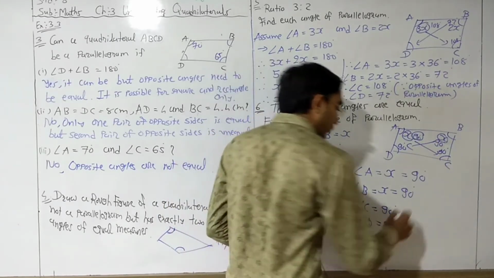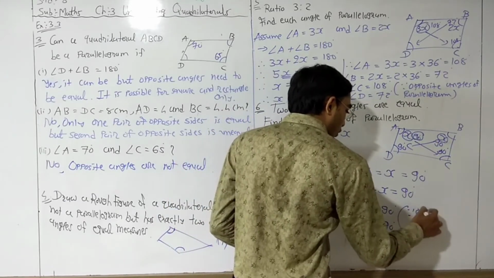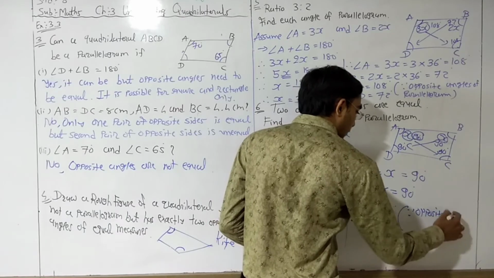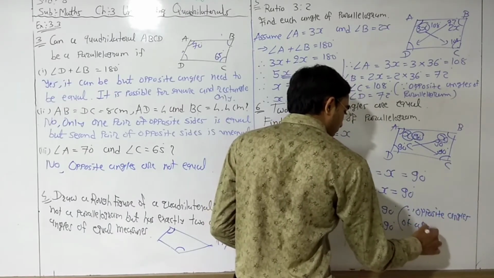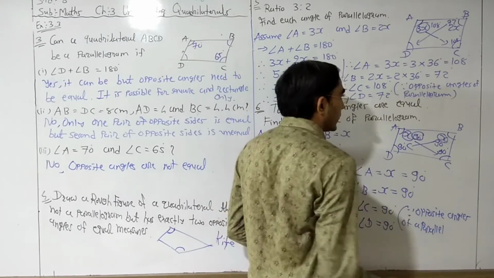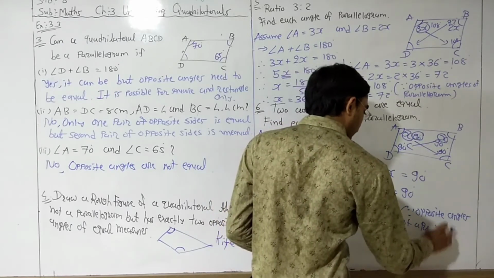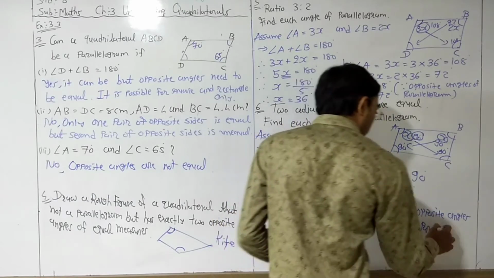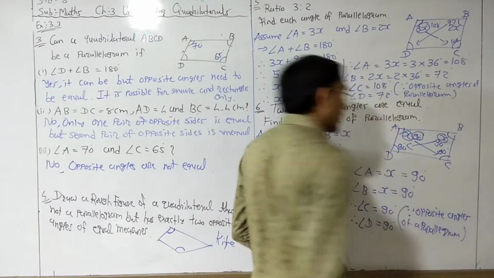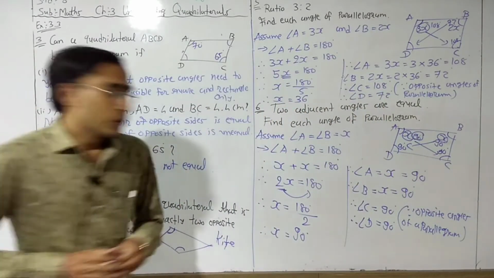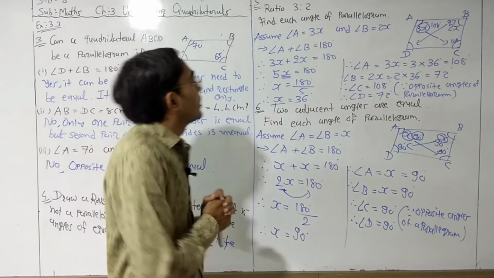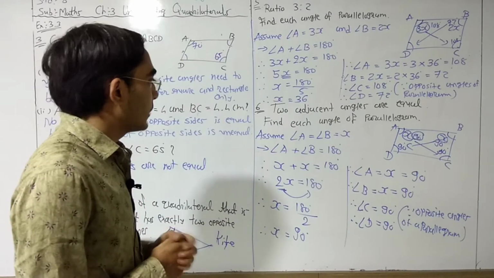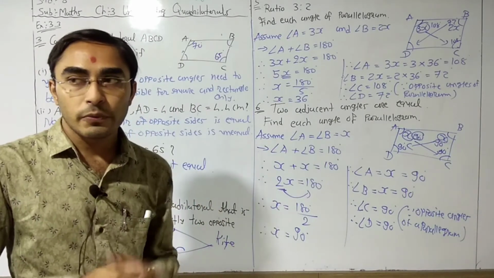Now we need to write the reason. So the reason is opposite angles of a parallelogram. Because we know that opposite angles of a parallelogram are equal.